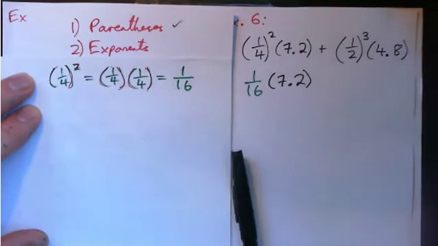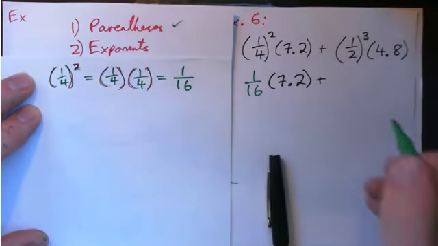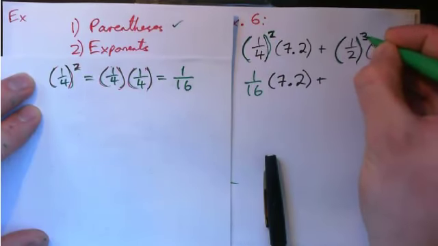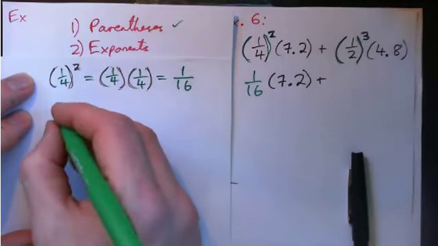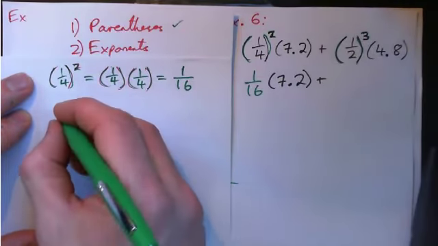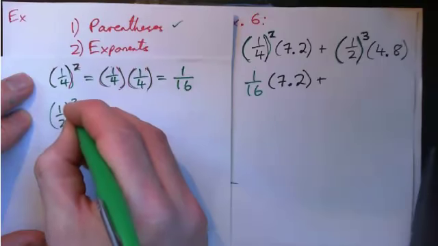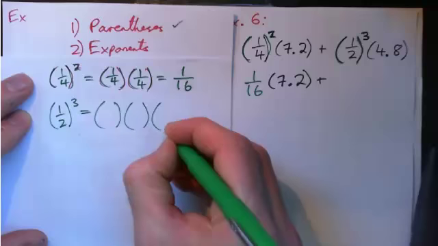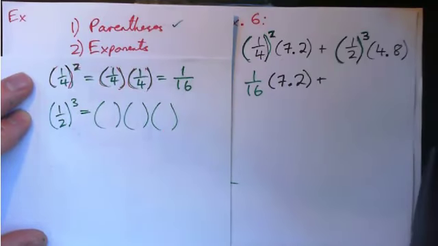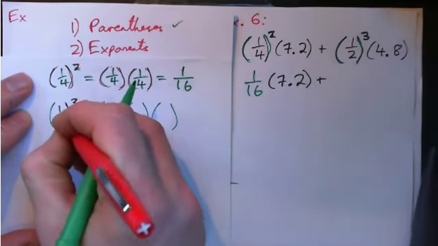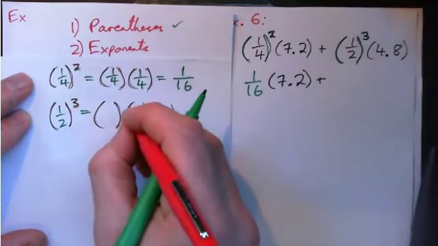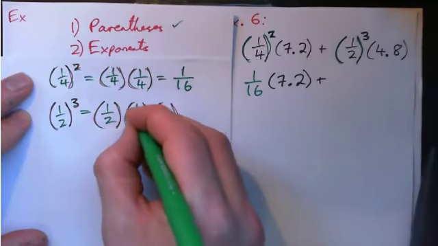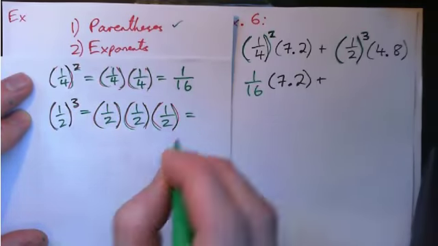Then we have plus, and we must also do the half to the power of 3. Okay, that's another exponent. So we have to do all our exponents. So 1/2 to the power of 3 is the thing times itself 3 times. If it's power of 3, touching a parenthesis, it's parenthesis times itself 3 times. So it's 1/2 times 1/2 times 1/2.